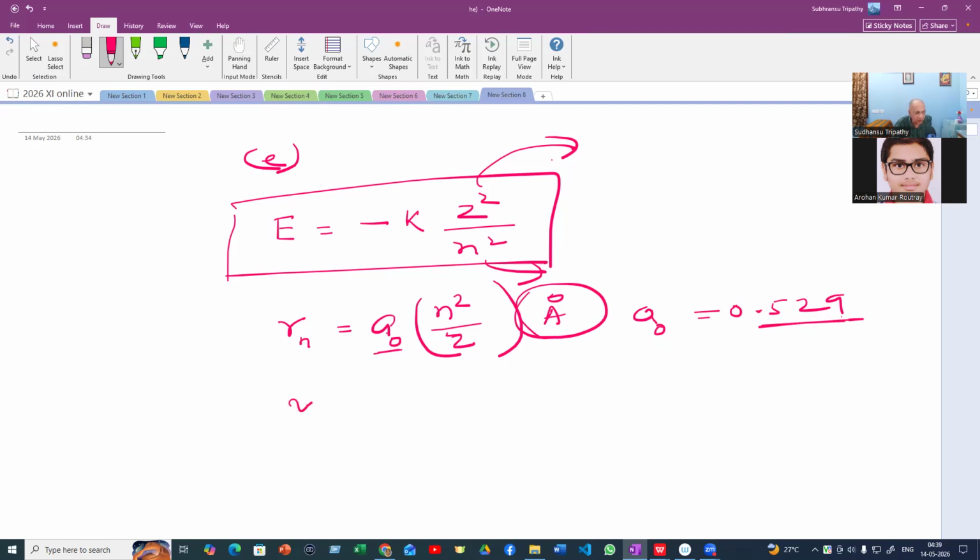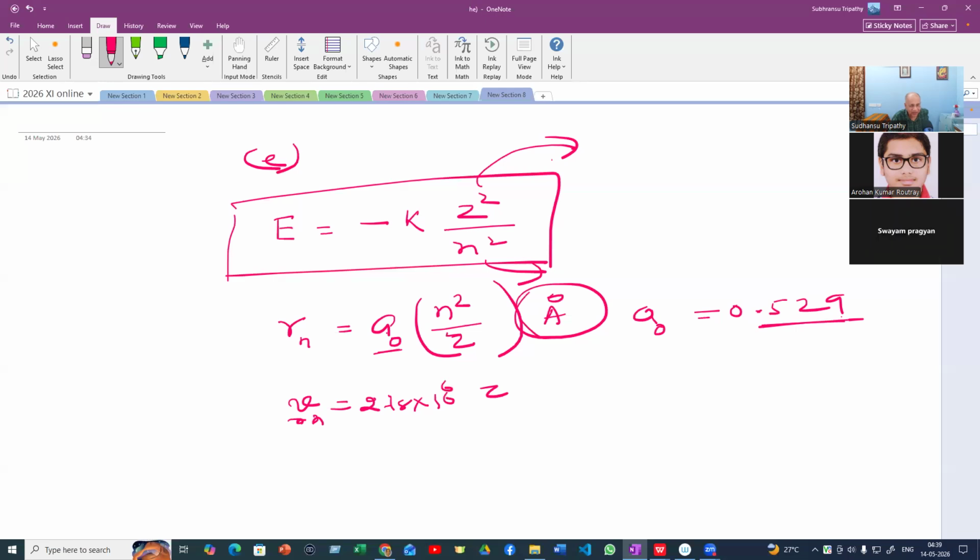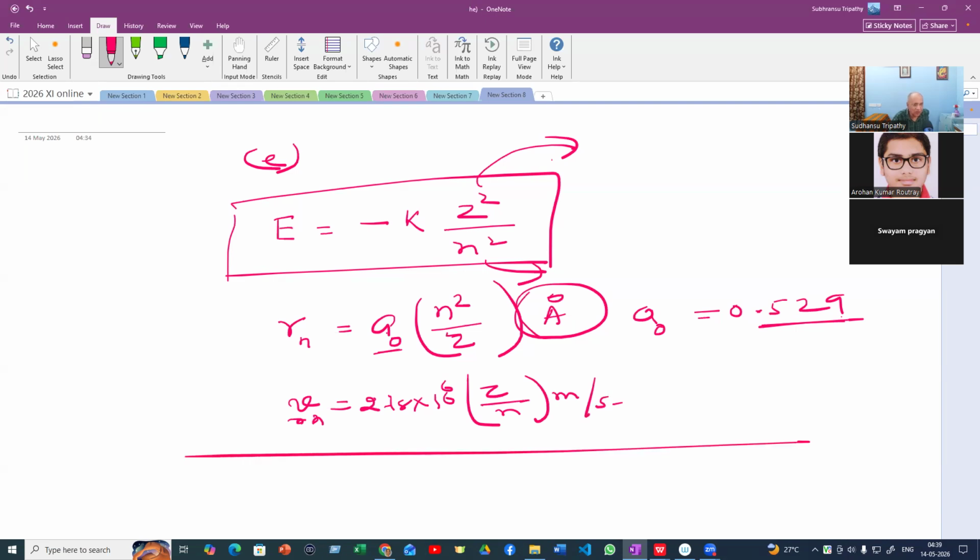And what about the velocity equation? Here, there is no such constant, you have to say what the constant value is. Sir, Z e square divided by 2 n h epsilon naught. No, tell me that constant value. Sir, 2.18 into 10 to the power 6 divided by N. Fantastic. So these are the three working formulas that we use to solve problems.